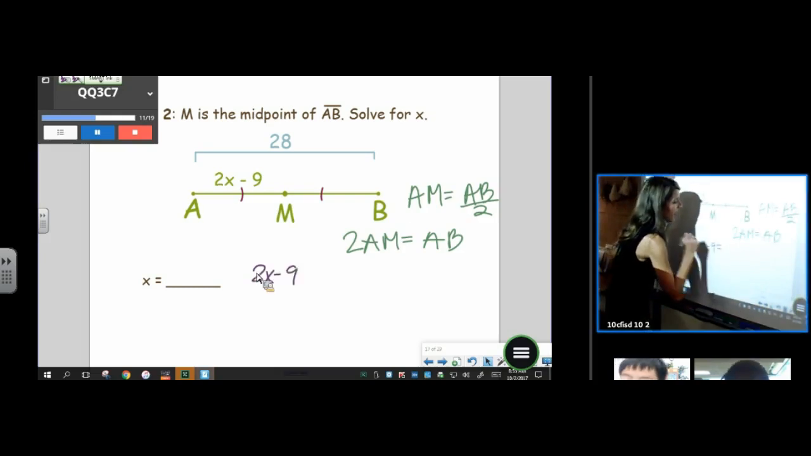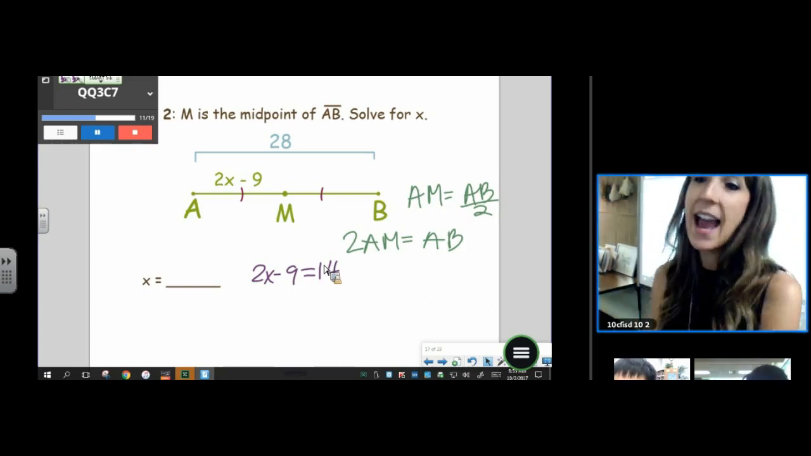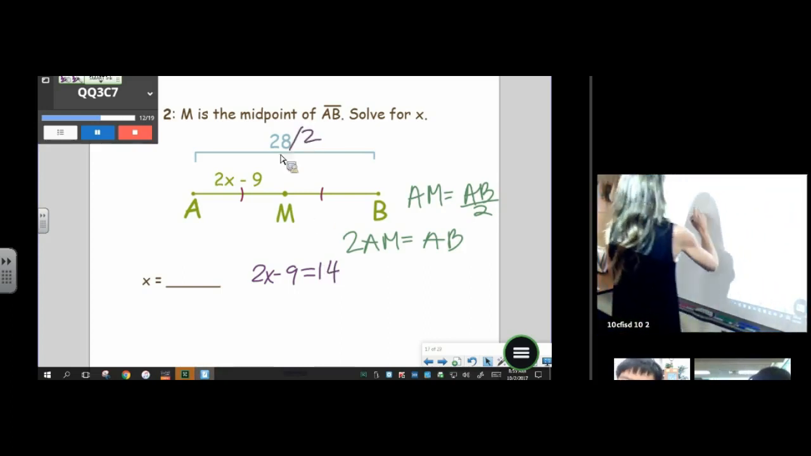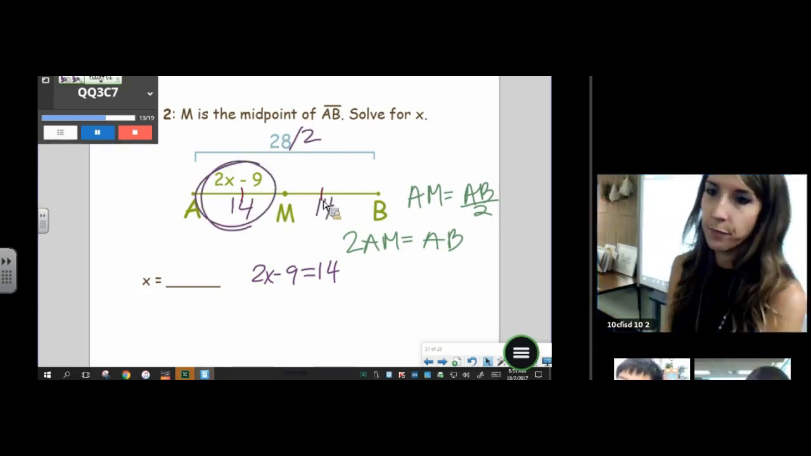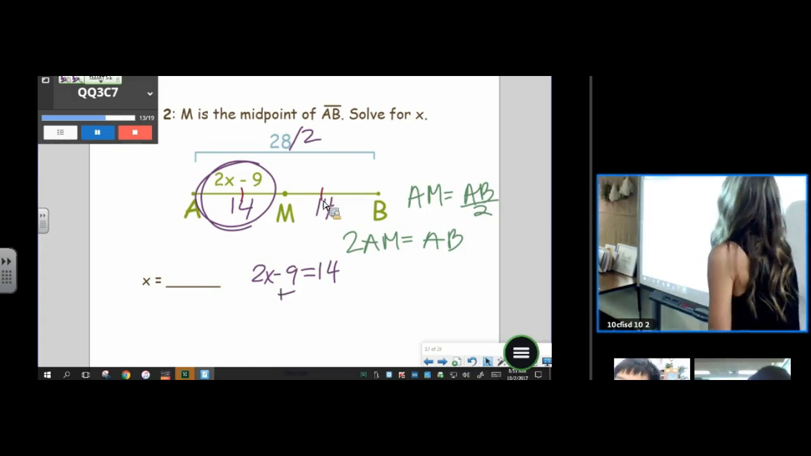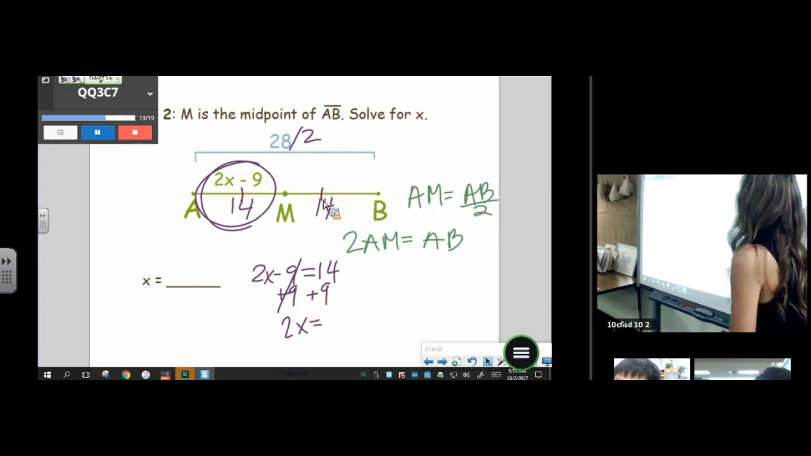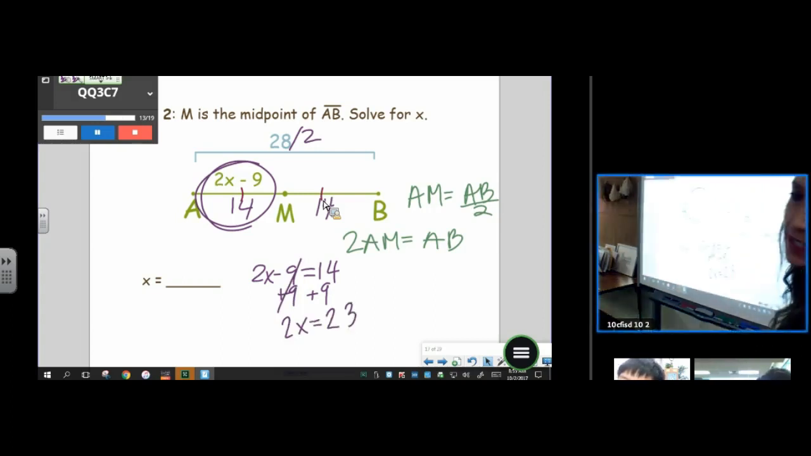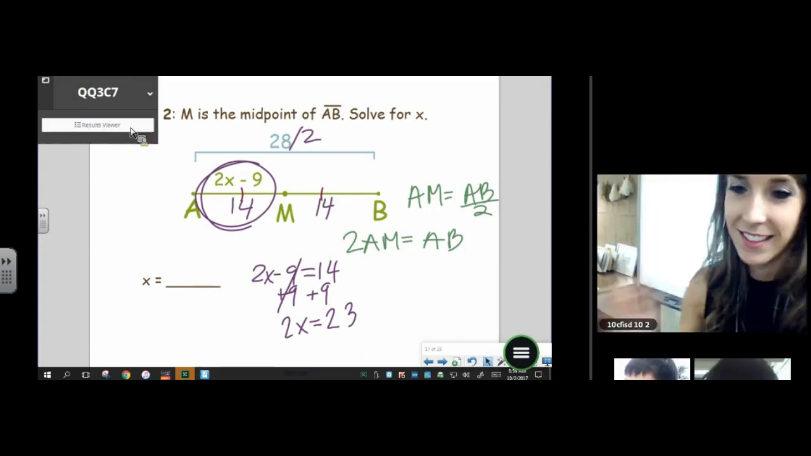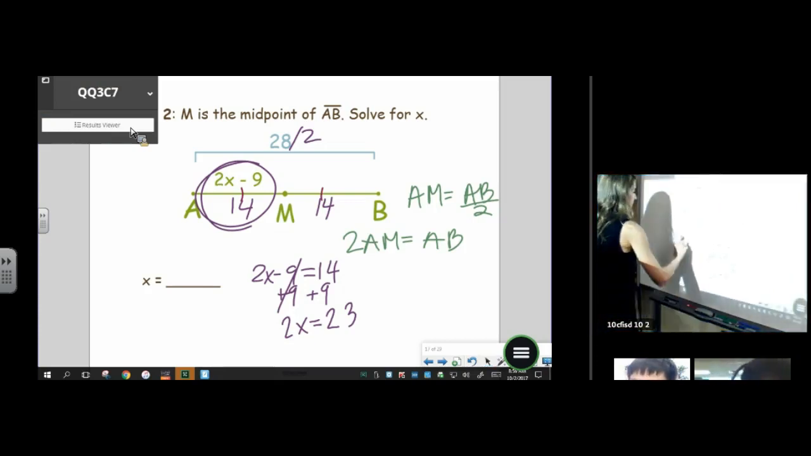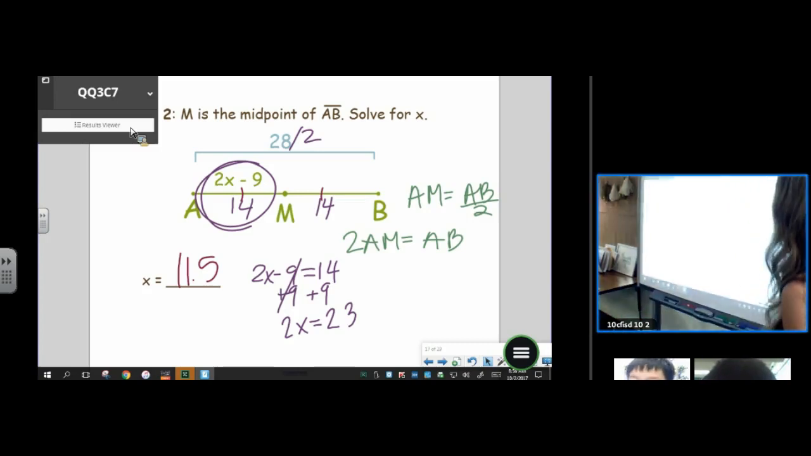2x minus 9 does not equal 28. It equals 14. I'm going to cut it in half. If I cut this in half, you get 14 and you get 14. So these can be set equal. Add 9. Wow. And divide by 2. Is it okay to get a decimal? Of course it is. 11.5, easy stuff. Could you plug it back in and check it? Absolutely. Always plug your answers back in.